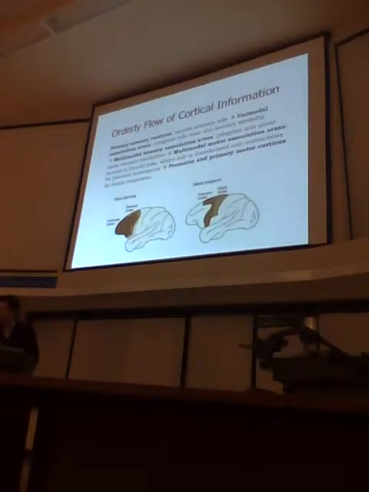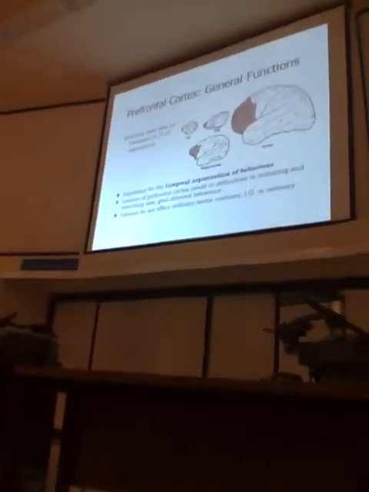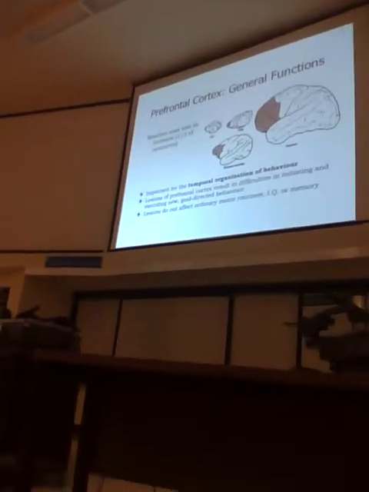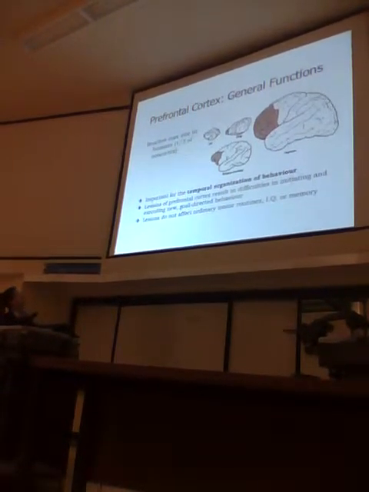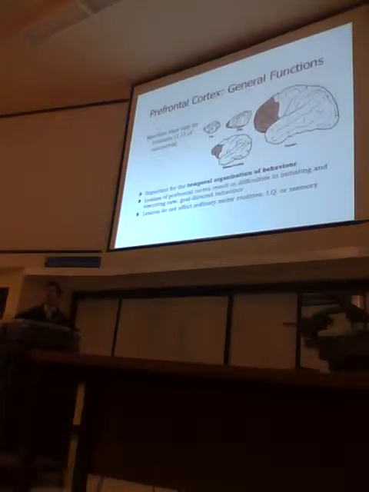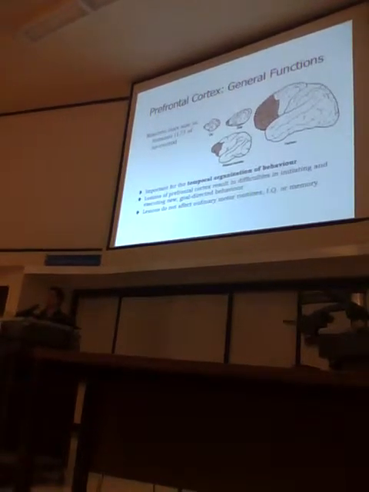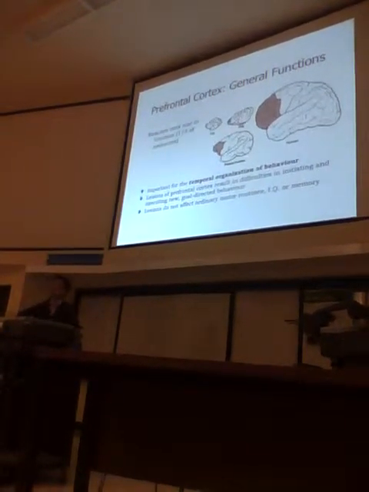So, getting back to the cortex, let's look now at prefrontal cortex. And the prefrontal cortex is largest in humans compared to other mammalian species. And it's critical for what's known as the temporal organization of behavior, the ability to organize behaviors in a logical, sequential fashion.